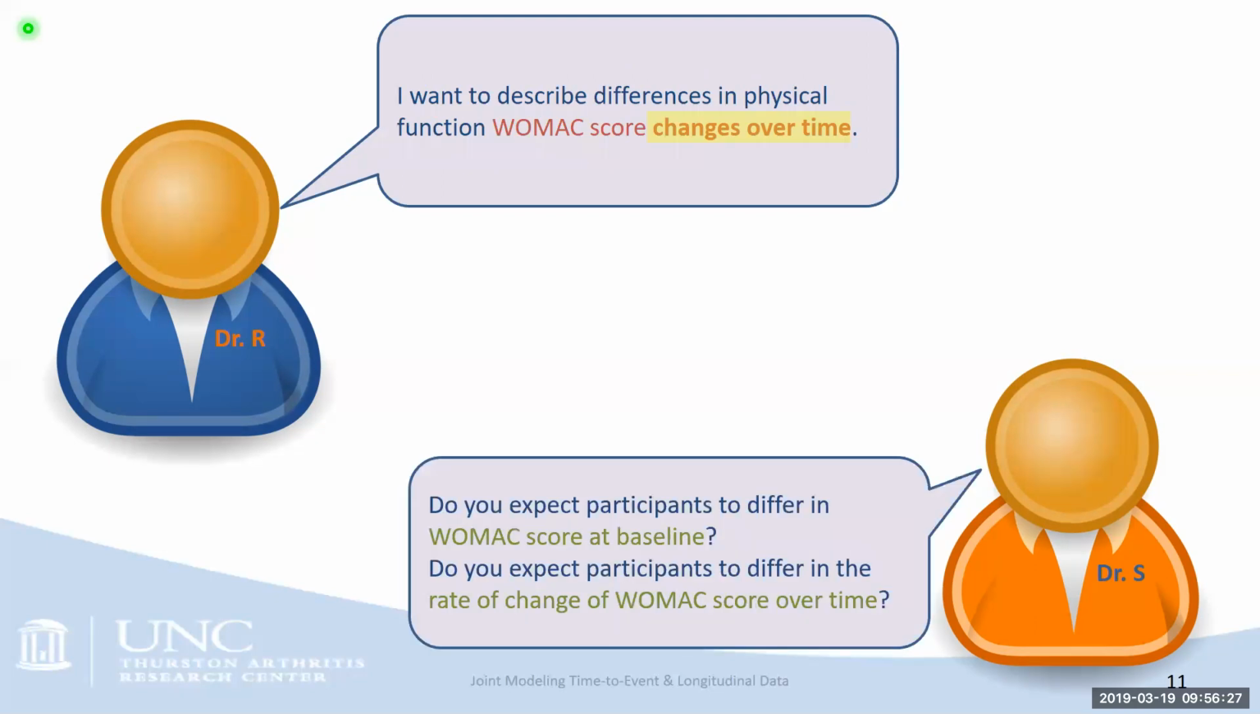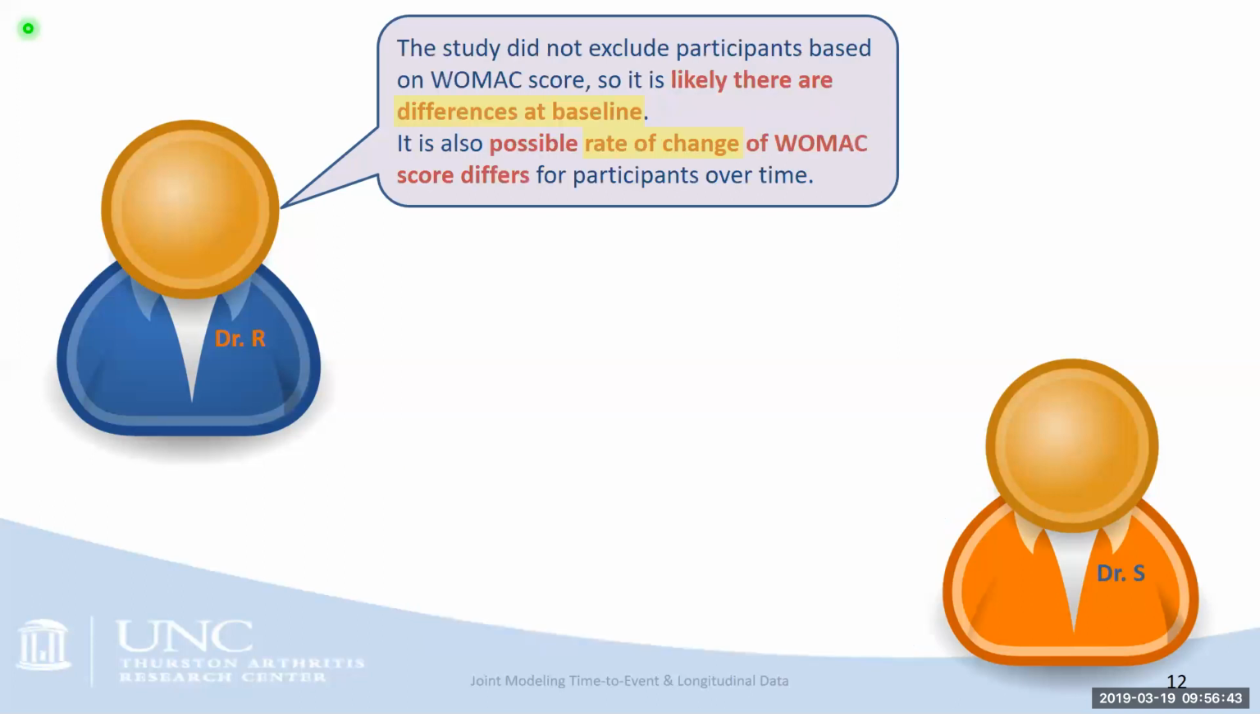So there might be a few further questions, for example, whether the researcher expects participants to differ in that score at baseline, and also whether he expects participants to differ in their rate of change of that score over time. And we learned from the researcher that, let's say in this case, the study didn't necessarily exclude participants based on score. So yes, it is likely that there are differences at baseline, as well as it is possible that there are differences in the rate of change of WOMAC over time.